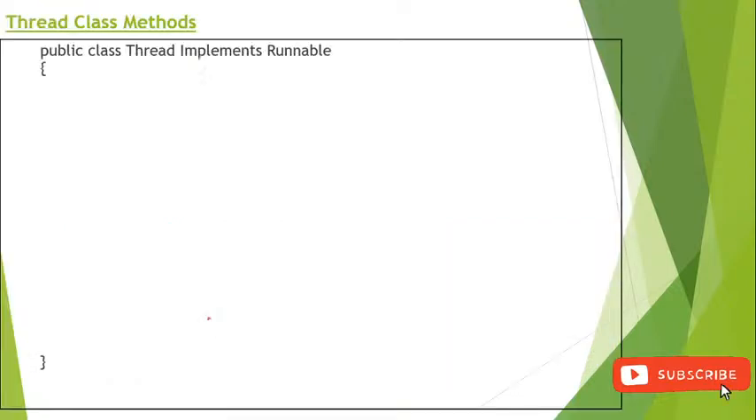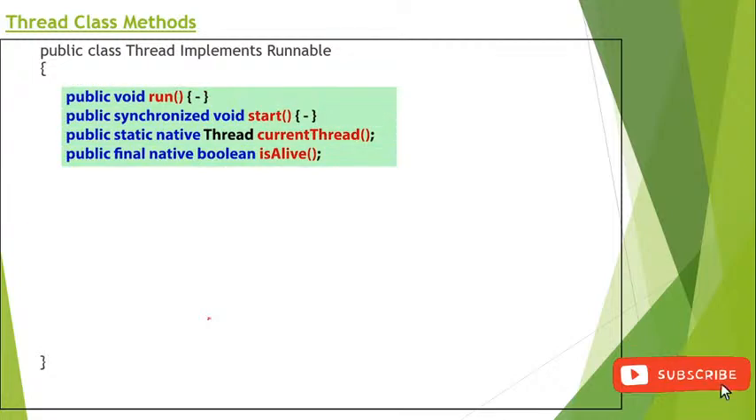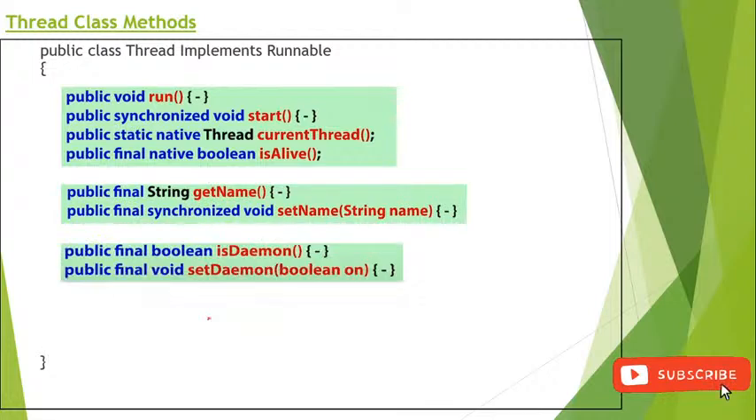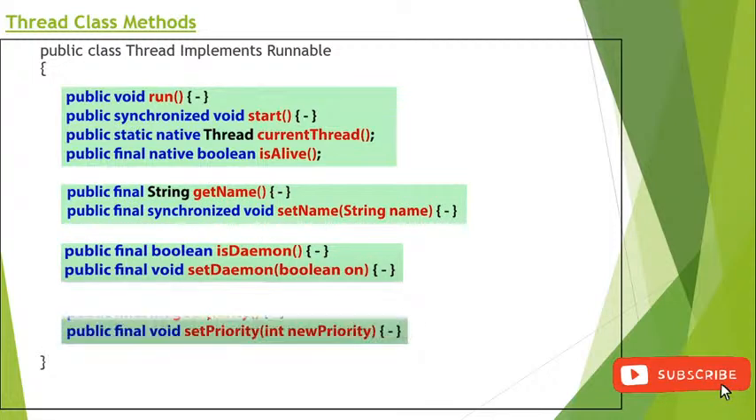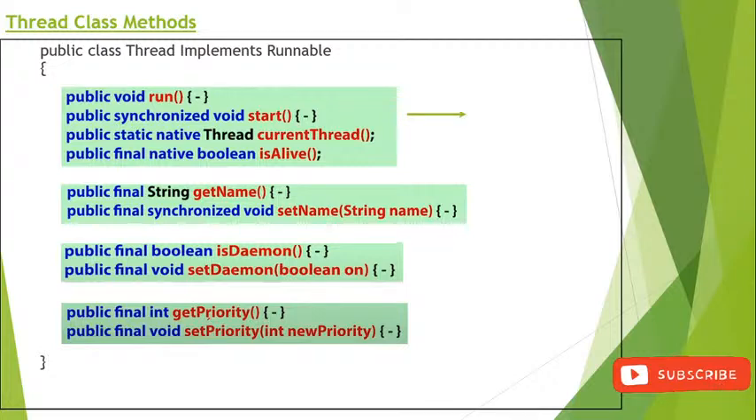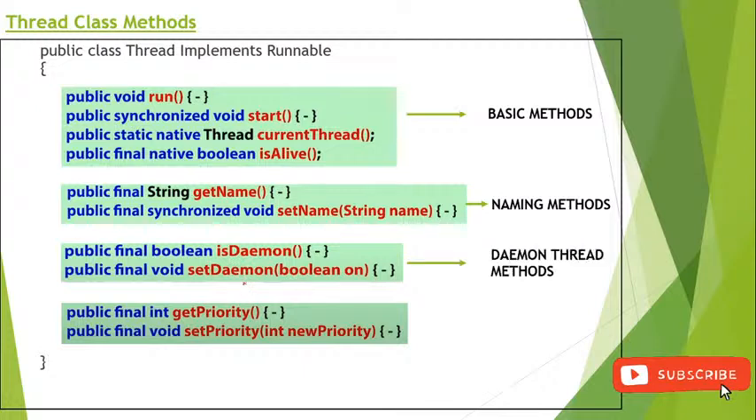Inside the thread class there are many methods present: run, start, currentThread, isAlive. After that, getName, setName, then isDaemon, setDaemon. After that, getPriority, setPriority. The methods inside the first box are known as the basic methods. Get name, set name are the naming methods. The isDaemon, setDaemon are the daemon methods, and the getPriority, setPriority methods are the priority-based methods.